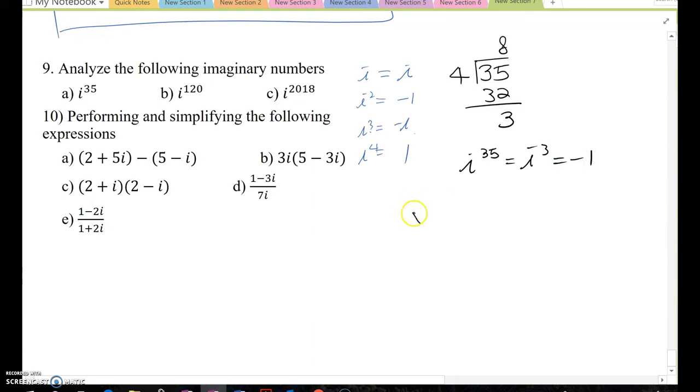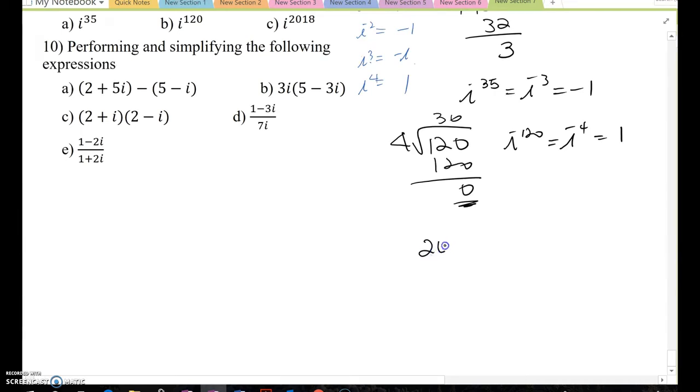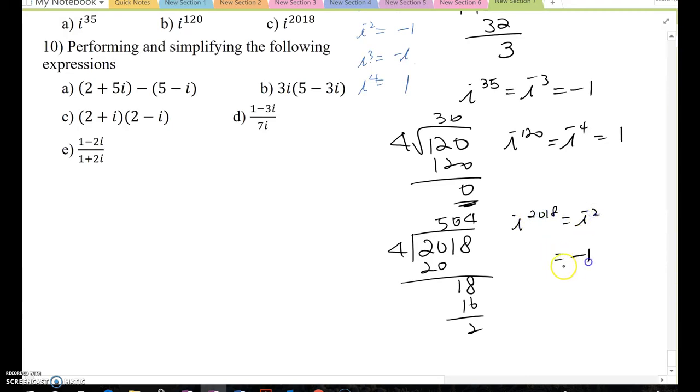Now 120. 120 divided by 4: as you see, 4 goes into 120 30 times, and there is no remainder, which means i^120 equals i^4, so it equals 1. Now 2018, so 2018 divided by 4. Then 4 goes into 20 5 times, then 0, 1, and 8. Then 4 times 4 is 16, so the remainder is 2. So i^2018 means i squared, so negative 1. Okay, that will be the answer.